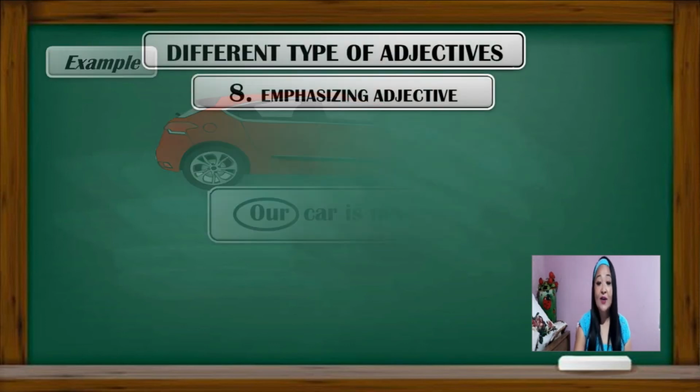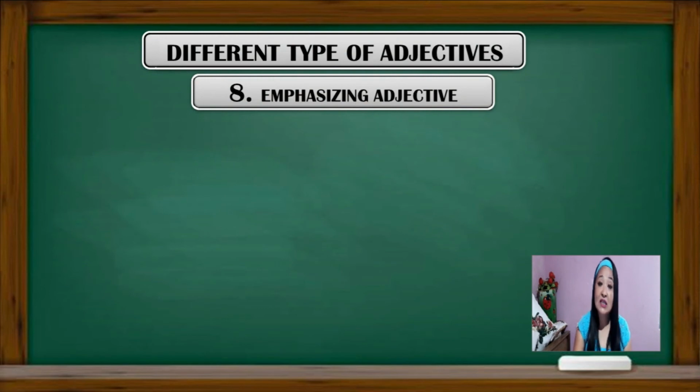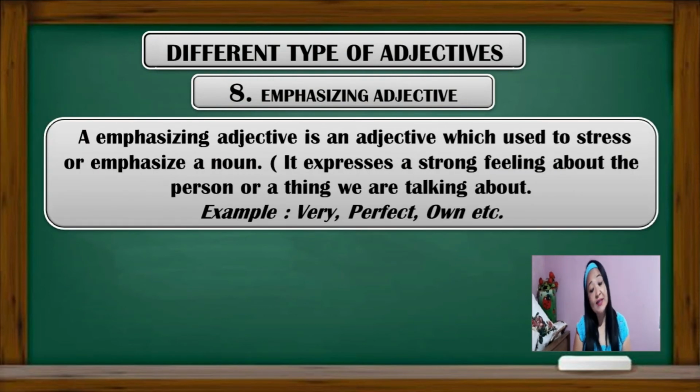Now let's see the next kind of adjective, and it is emphasizing adjective. What is an emphasizing adjective then? Well, an emphasizing adjective is an adjective which is used to stress or emphasize a noun. Usually it expresses a strong feeling about a person or a thing that we are talking about. So words like very, perfect, etc. are used as emphasizing adjectives.